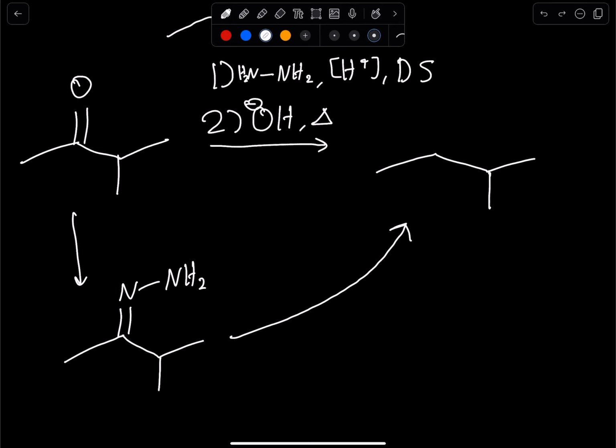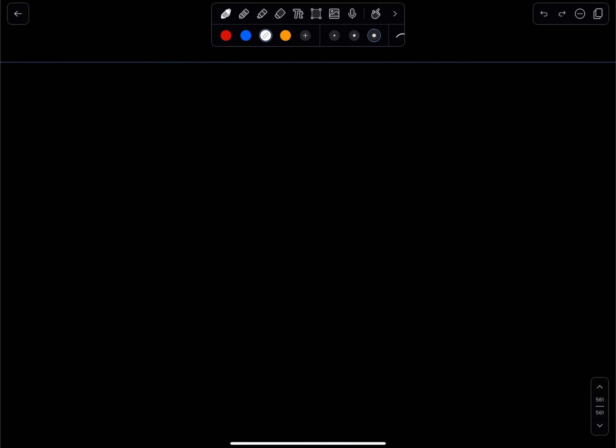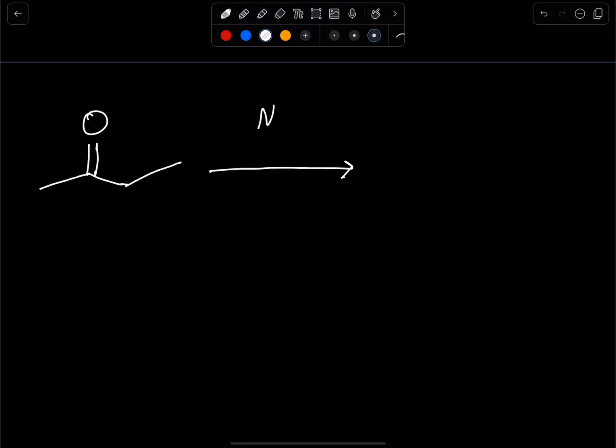Let's discuss secondary amines. Let me take a ketone, and let's take a ketone that is asymmetrical. Let's react this with a secondary amine. So a secondary amine would have two alkyl groups on it.